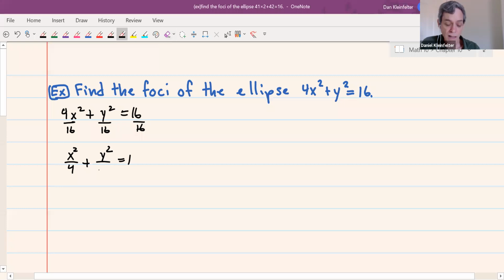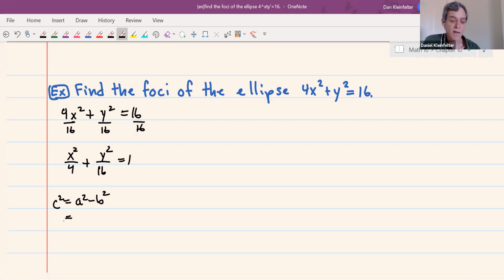All right, so then this one, notice that the bigger denominator is with the y's. And so this one is going to be taller than it is wide. As far as finding the foci go, it's still a squared minus b squared. And again, you don't have to worry about which one's the a, which one's the b. Remember that c squared always has to be greater than or equal to 0.